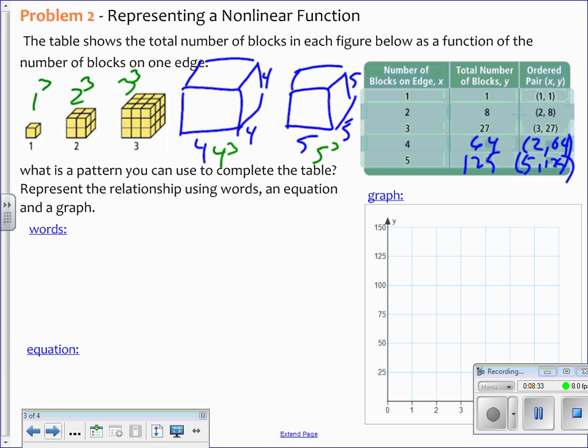These are perfect cubes, 1 through 5 cubed. You should really know 1 through 5 cubed. Those numbers you should try to commit to memory at some point. They will help you a lot in your future, in this class and others to follow. So, just like last time, we had to complete the table, come up with a description in words, come up with a graph, and come up with an equation.